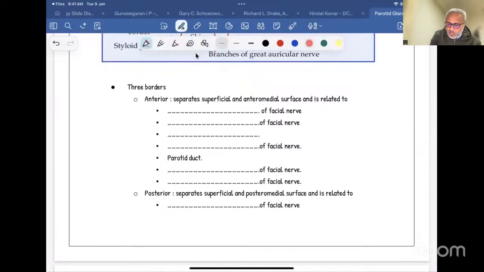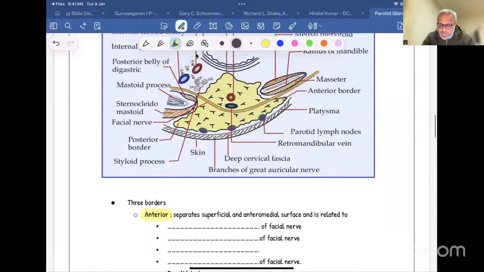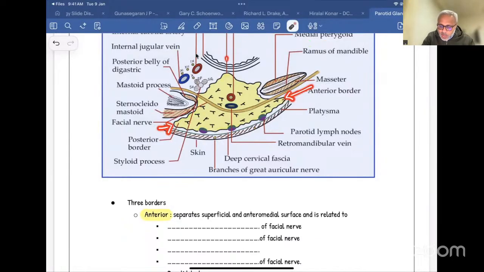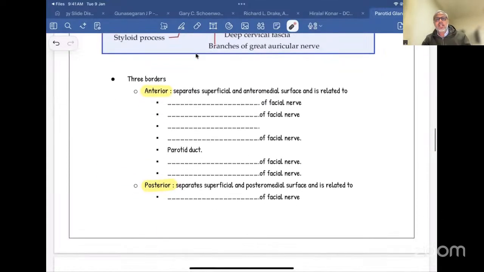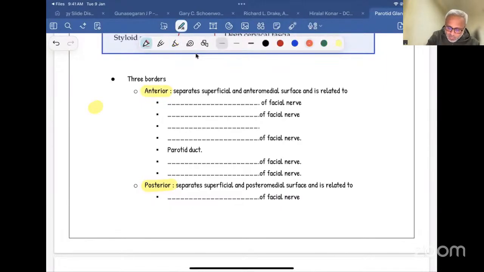There are three borders of the parotid: anterior, then we have posterior, and we have medial. In the same image, if we identify, this is the anterior border towards the masseter. Towards the sternocleidomastoid, we have the posterior border. Towards the pharynx, we have the medial border. Right? What structures are related to it? Among all the three borders, the most important border will be the anterior border, because this is where the branches of the facial nerve will emerge out. Right? Now, what are the branches of the facial nerve we have here?